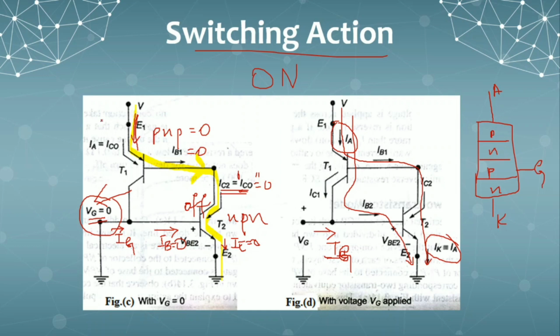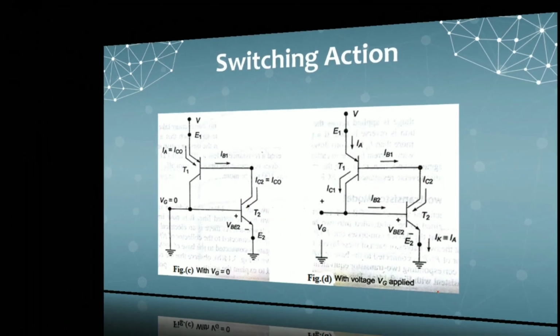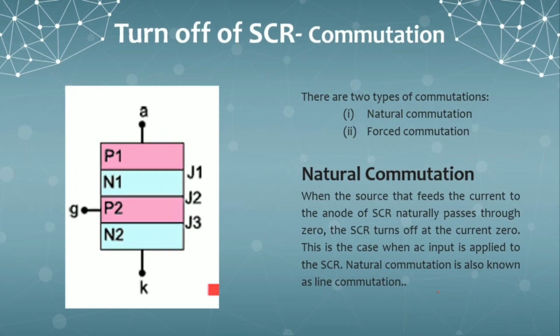To turn on the SCR, we have to make note that the anode terminal is given a positive potential and the cathode terminal is given a negative potential, or it is grounded. So, when Vg equals 0, there is a small amount of current flowing here, and if you increase the value of Vg, you will have the complete current. Whatever current flows as Ia, the complete current you will get at the cathode terminal. So, this is about the switching operation.